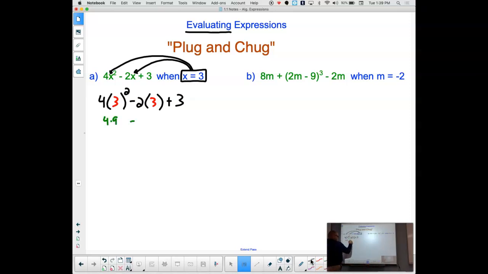2 times 3 is 6. 4 times 9 is 36. 36 minus 6 is 30. Plus 3 is 33.